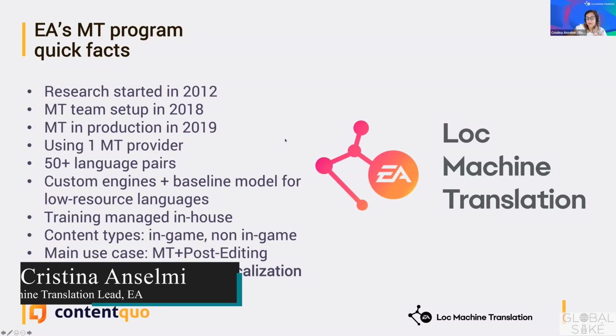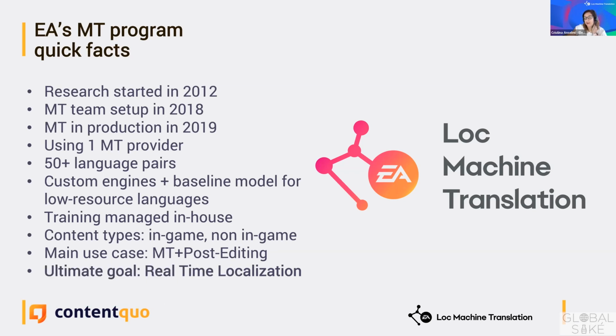We built a team in 2018, and we did some tests and so on, understanding which kind of content to go for. And in 2019, we launched MT in production. We did a little bit of in-game, marketing text, support material, and the like to understand if it was a good idea or not to go with all this kind of content. And now we have about 50% of the content using machine translation.